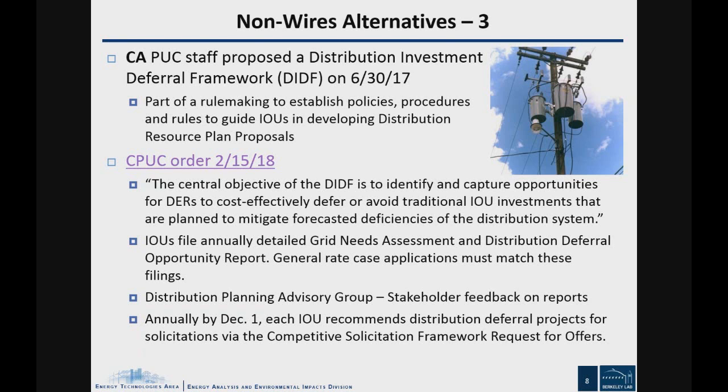So in other words, the utilities will determine that a proposed investment could technically be addressed using distributed resources, and that sufficient time exists to issue a solicitation, to select bidders, and get the distributed resources in place to address the deficiency. So we'll see our first round here by December 1, where each utility in California is going to recommend these deferral projects for solicitation. Next slide, please.